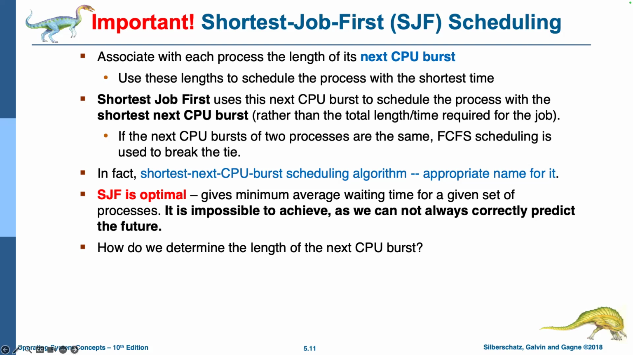So the question is how do we determine the length of the next CPU burst? With P1 and P2 running, how can we know? We can only guess, a good guess or a bad guess. We cannot know the exact value. This is important. How can we make a good guess?